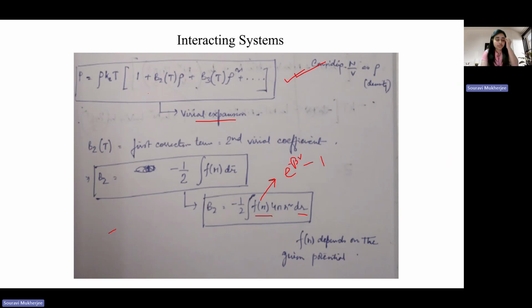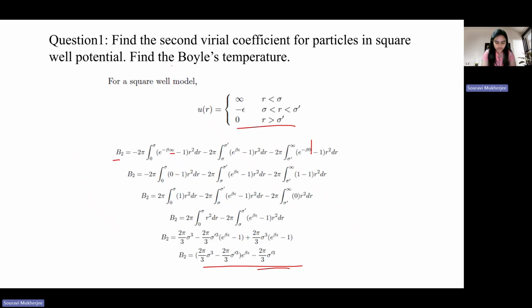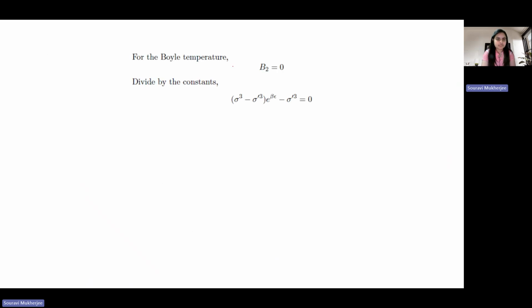Here we know that for Boyle's law, the pressure is constant. So in a way, it should not have this term here. Boyle's temperature is associated with the point where the second virial coefficient, or you can say the first correction term, goes to 0. So in the question, once you know the expression for B2, you can set B2 to 0 to find the Boyle temperature. So for Boyle temperature, B2 goes to 0.